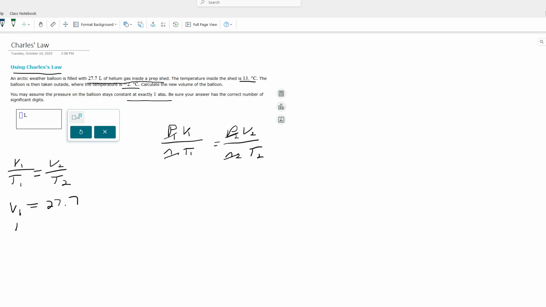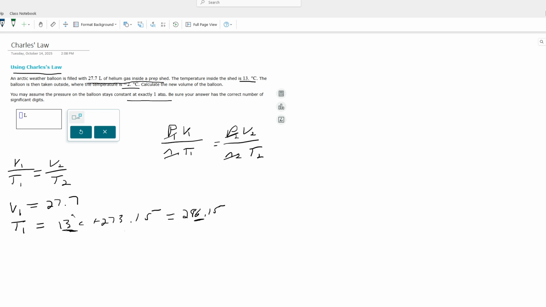So the volume of one is going to be 27.7. The temperature of one, we have to do these in degrees Kelvin. And so this is going to be 13 degrees C plus 273.15, and that will give us a temperature in degrees Kelvin of 286.15. I can see when I add here that my least precise number is in the ones place with that 13, and so my sig figs are at that 286 in the ones.